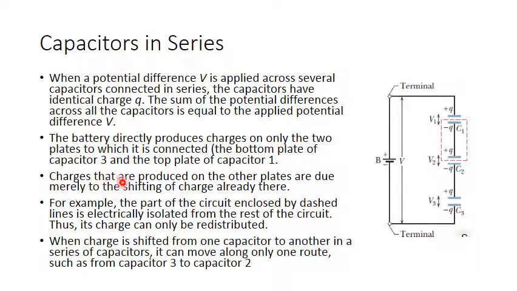The charges that are produced on the other plates are due merely to the shifting of a charge already there. So, minus Q would introduce positive Q here, positive Q would introduce negative Q due to the direct connection here, and the negative Q would produce positive Q in the capacitor, and this positive Q would produce negative Q here. Okay?